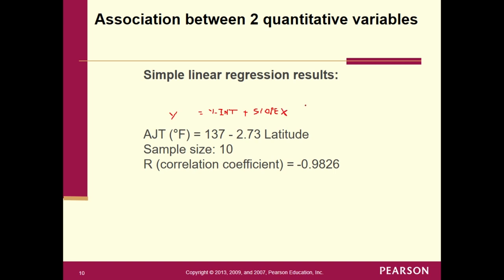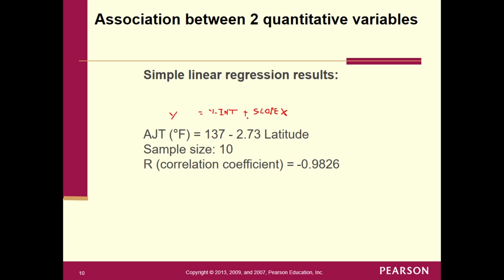Times x. It's always in that form. So it looks like average area temperature is y. The y-intercept is what? 137. Now, if there was a negative sign out here, you would capture that sign. So that's saying the y-intercept is equal to 137.